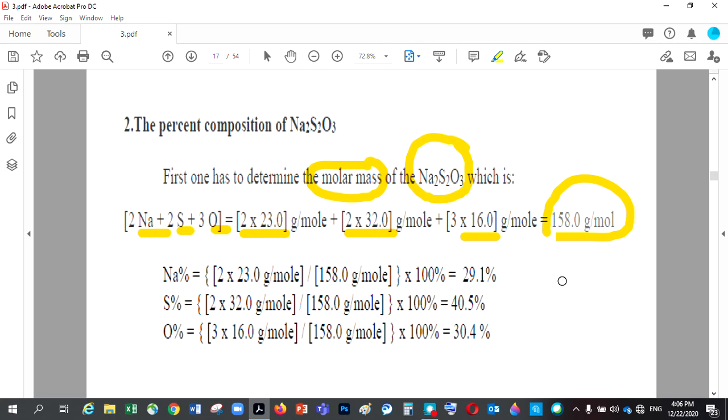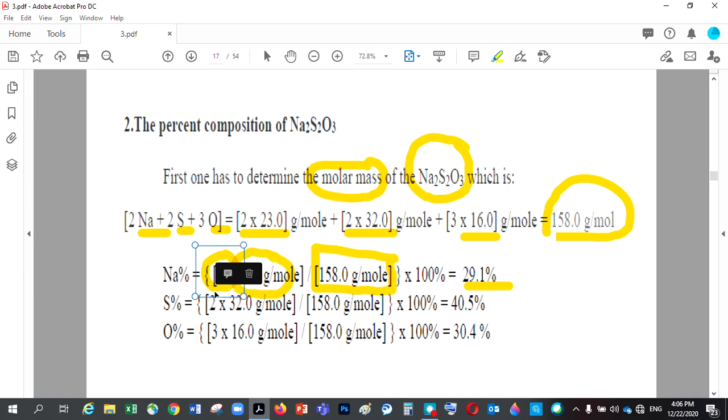Now, you do the same thing we did in the previous example. You have to take the atomic mass number times the number of atoms, of course, how many are present inside this molecule or compound, divided by the total, which is the whole molar mass of the whole molecule, multiplied by 100. So I have atomic mass 23. How many sodiums do I have? I have 2 sodiums. Then I divide the whole thing by the molar mass of the whole molecule, multiplied by 100. I get this amount.